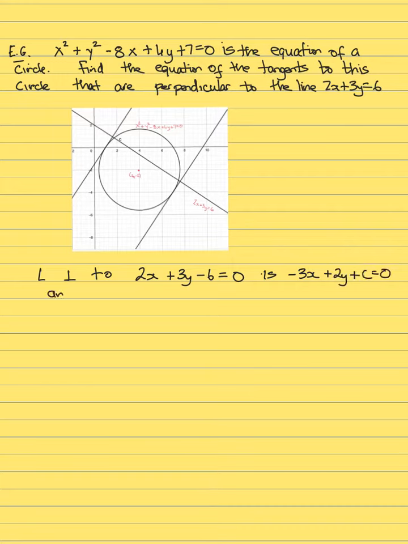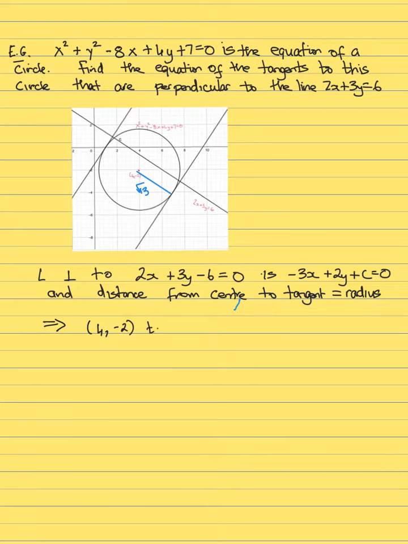And we also know that the distance from the centre of the circle to the tangent is equal to the radius of the circle. This means that if we go from the point (4, minus 2) to this line, the tangent minus 3x plus 2y plus c equals 0, then that distance is the square root of 13.